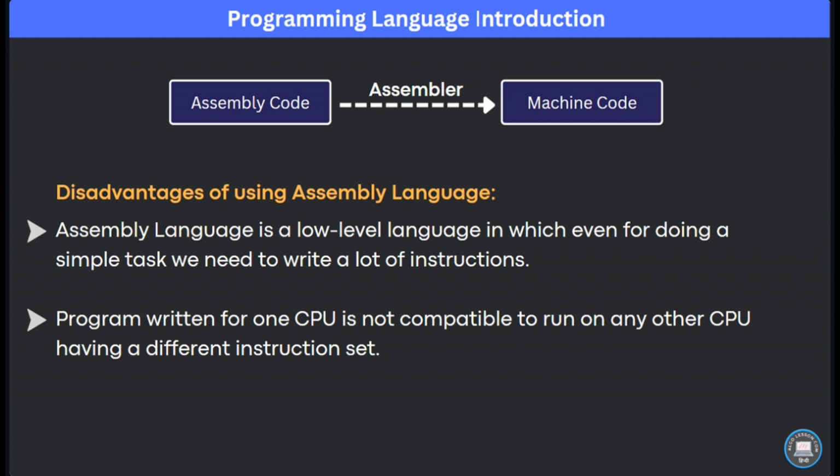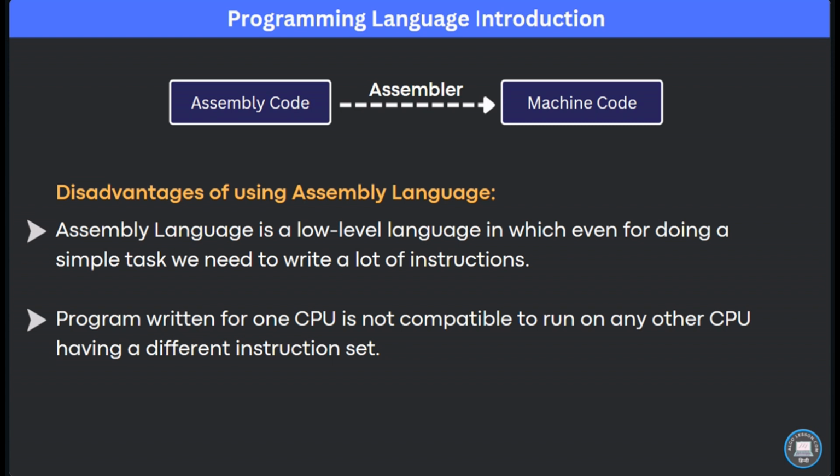The second problem with assembly language is that a program written for one CPU is not compatible to run on any other CPU. This is because it might be possible that the CPU instruction set of one does not match with the other. So in that case, we have to write the assembly code again for the other CPU, which is also not a good idea, because we are just building the same application again and again for different devices.